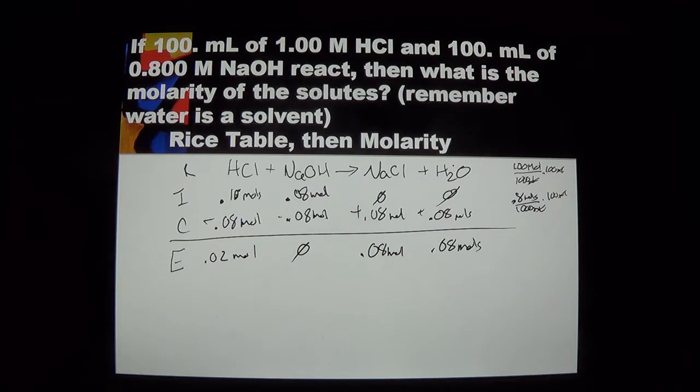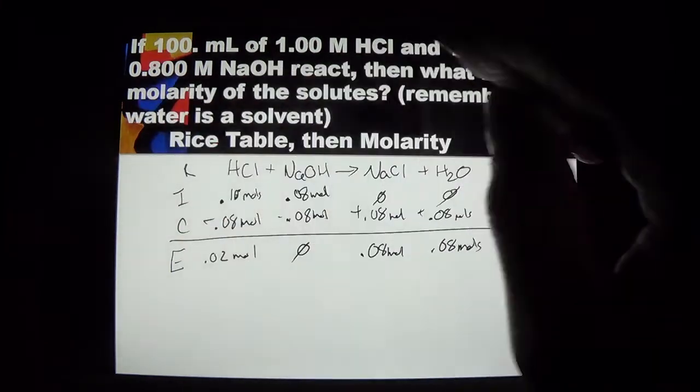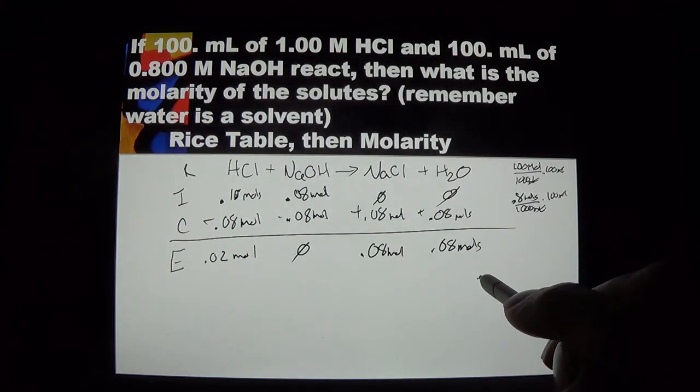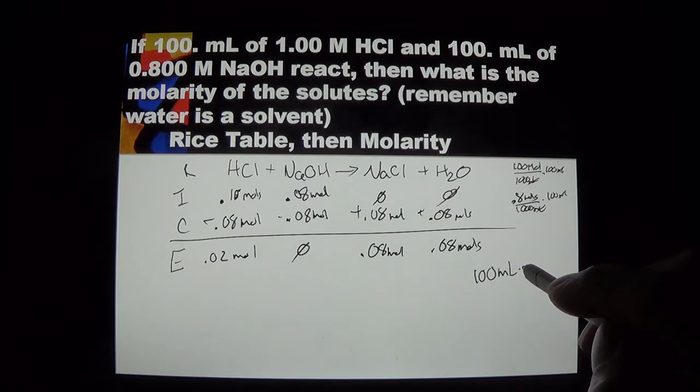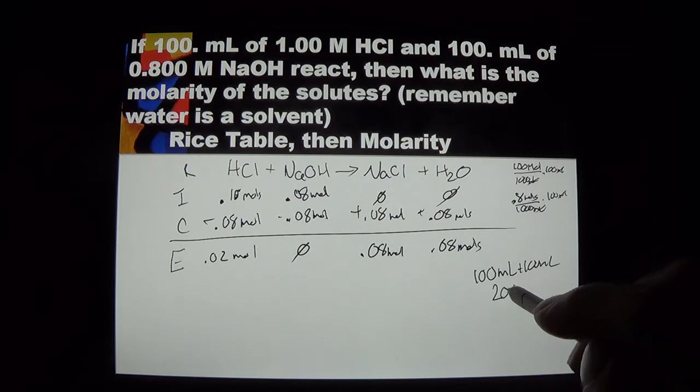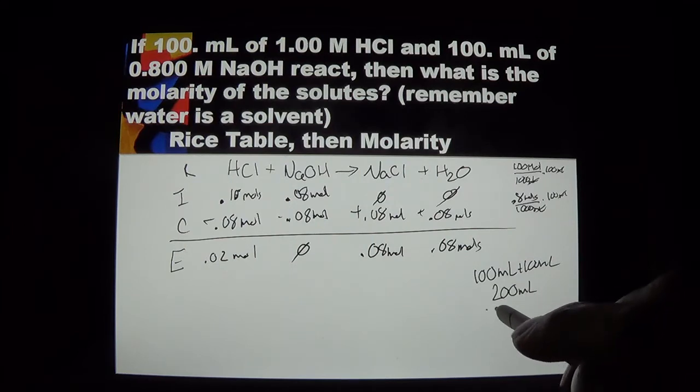Let's finish this up. That's the moles I have in total of everything at the end, but what I'm asked for is the molarity. So I need liters. Well, check it out. I'm mixing. What am I mixing? I'm mixing two solutions, and when I mix solutions, I get dilution. I have 100 milliliters, and I'm adding it to another 100 milliliters. Oh, imagine that. That makes 200 milliliters. But I'm going to need liters.